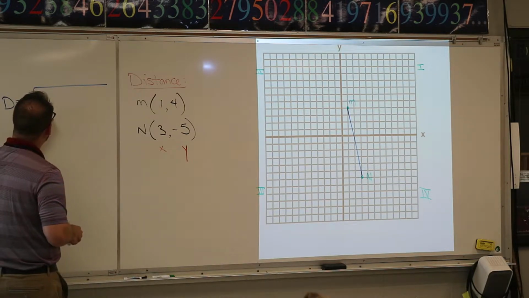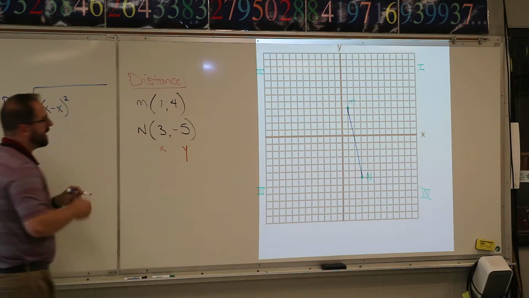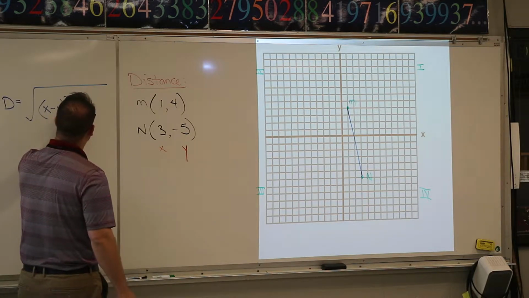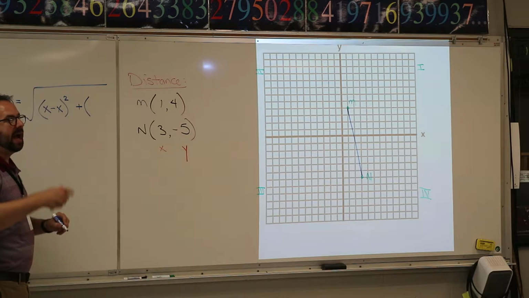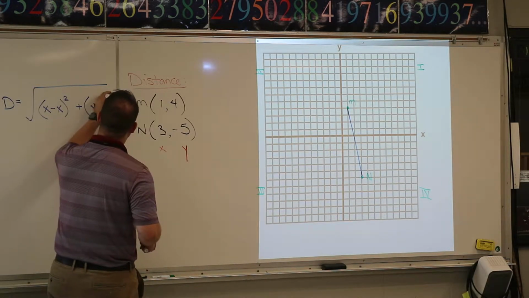We're going to subtract the X numbers and then square that answer. That means you're going to take it times itself. That should guarantee that you get a positive number when you square it. Then we're going to subtract the Y numbers, and we're going to square those.